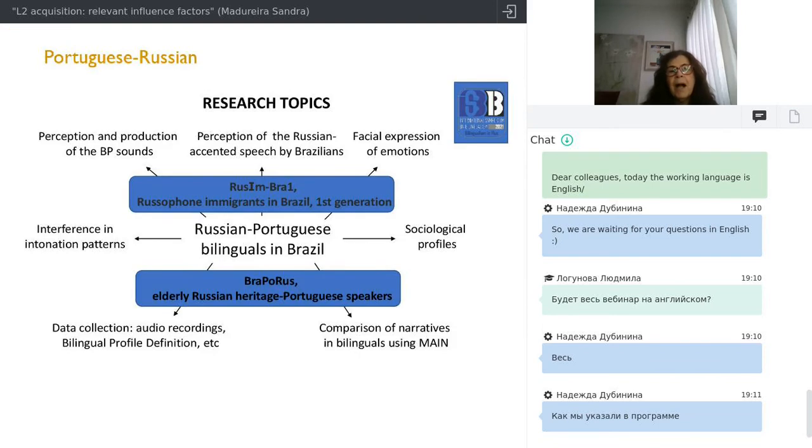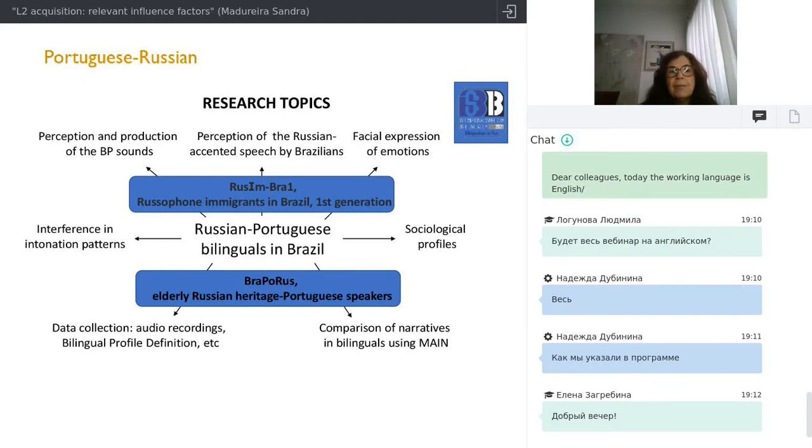And here is a slide that shows you the research topics Ana Smirnova is investigating now. She's looking at perception or production of Brazilian Portuguese sounds, and confronted to the perception of the Russian native speakers, facial expressions of emotions of both Brazilians and Russians, interference in intonation patterns and social profiles of these subjects in this corpus she's collecting, and several kinds of analysis, acoustic analysis, perceptual analysis, and also facial analysis are going to be conducted.